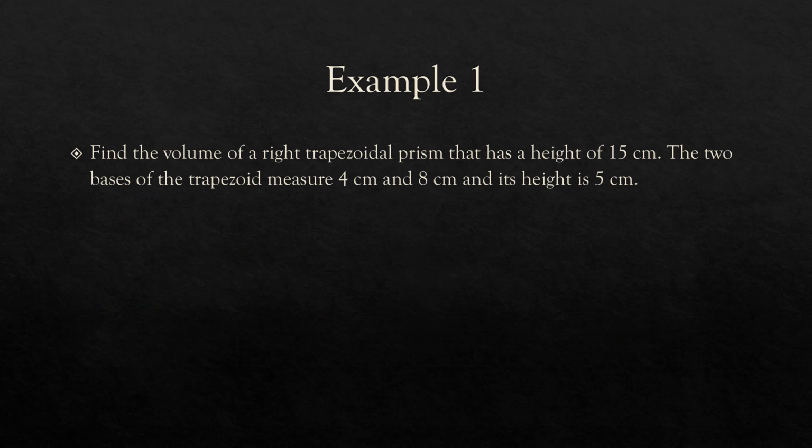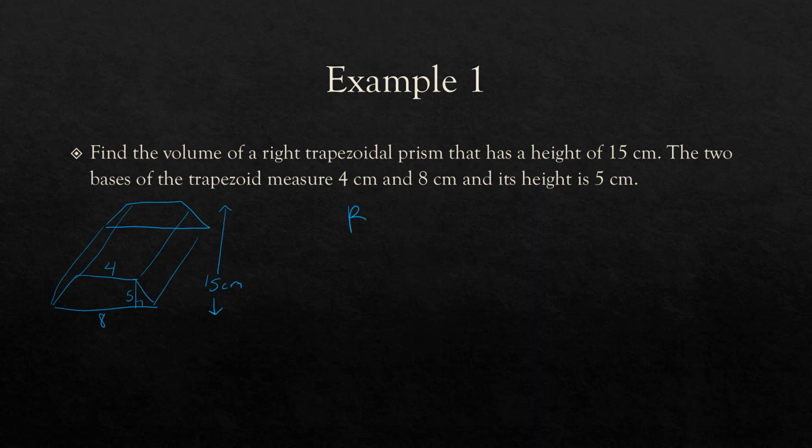Find the volume of a right trapezoidal prism that has a height of 15 centimeters. Let's draw our trapezoid. Make it a prism. The height is 15 centimeters. The two bases of the trapezoid measure 4 centimeters and 8 centimeters, and the height of the trapezoid is 5.